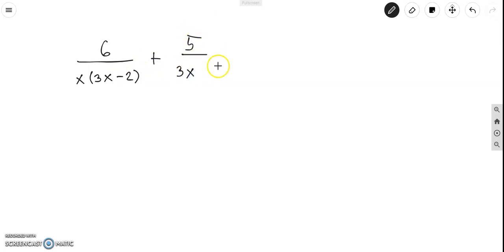Let's say we have 6 over x times 3x minus 2, plus 5 over 3x minus 2, minus 2 over x squared.